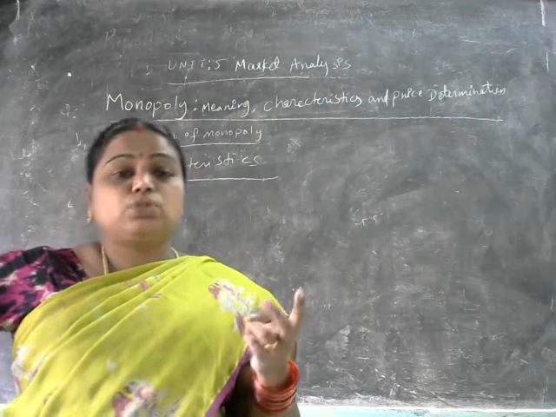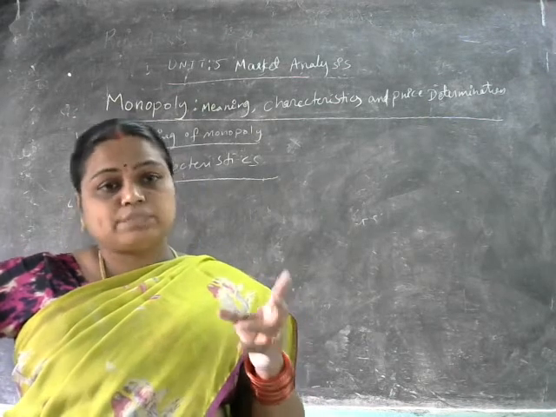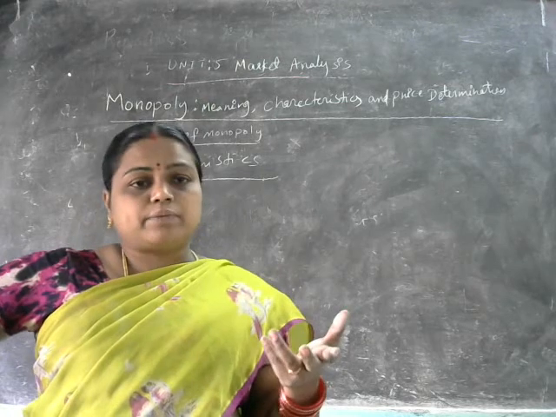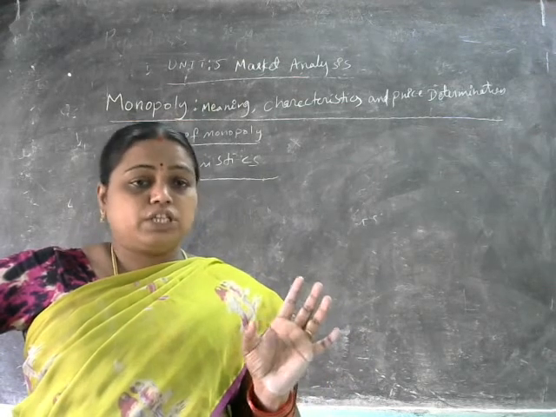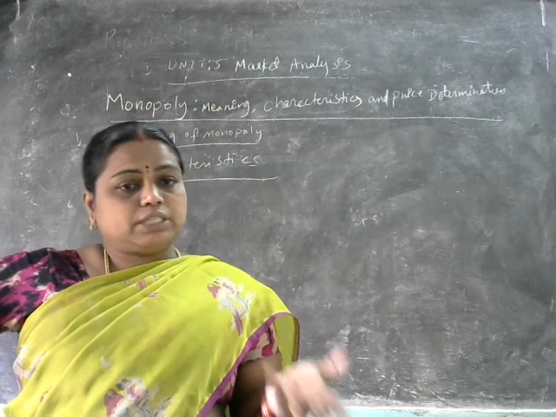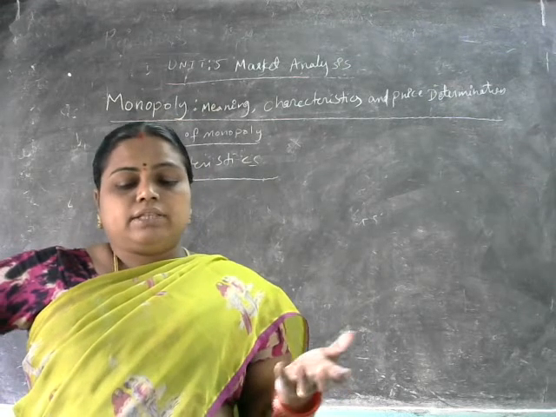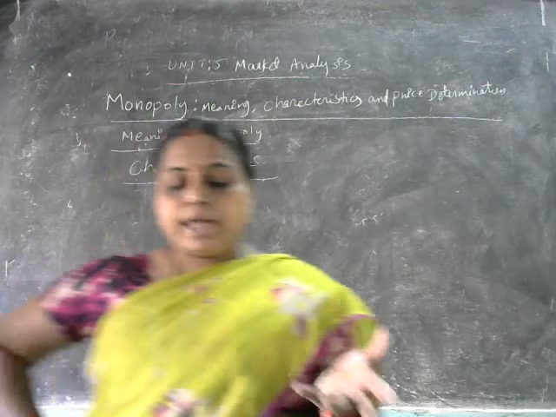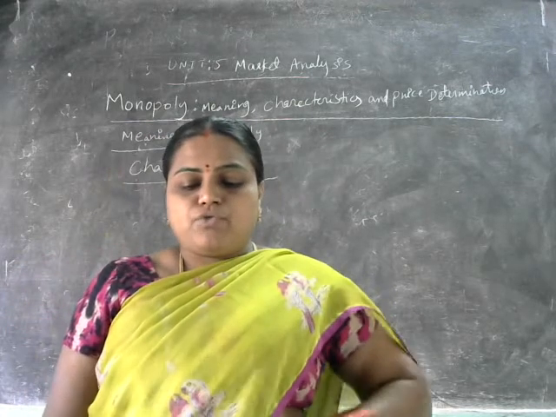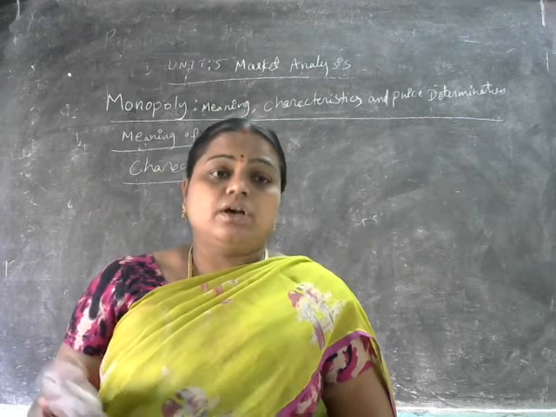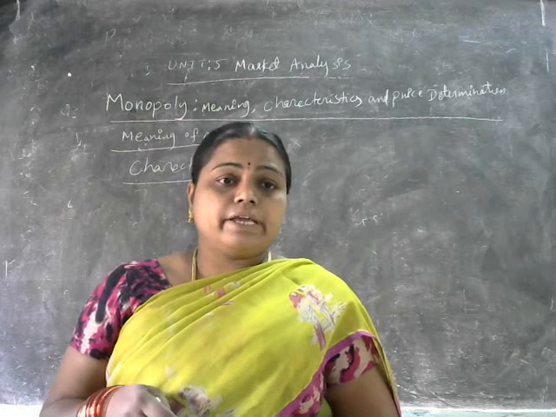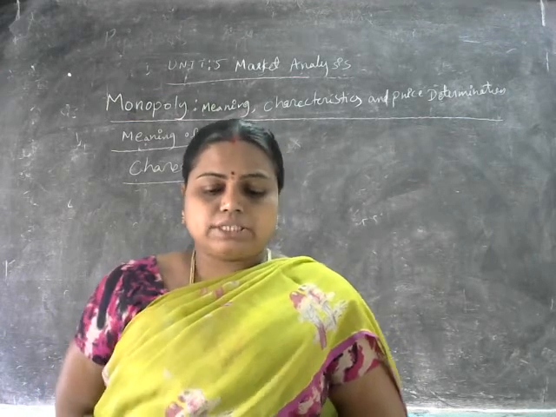The second one is no close substitutes for this particular good. There are no close substitutes, meaning other alternatives are not available. And strong barriers exist to the entry of a new firm into the market. Strong barriers means many restrictions.